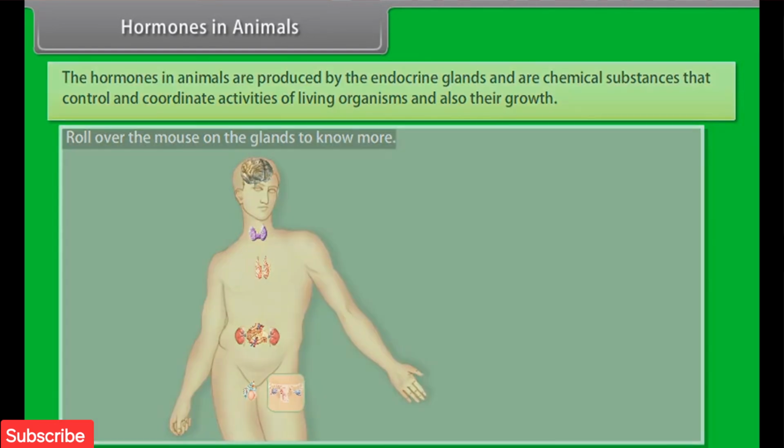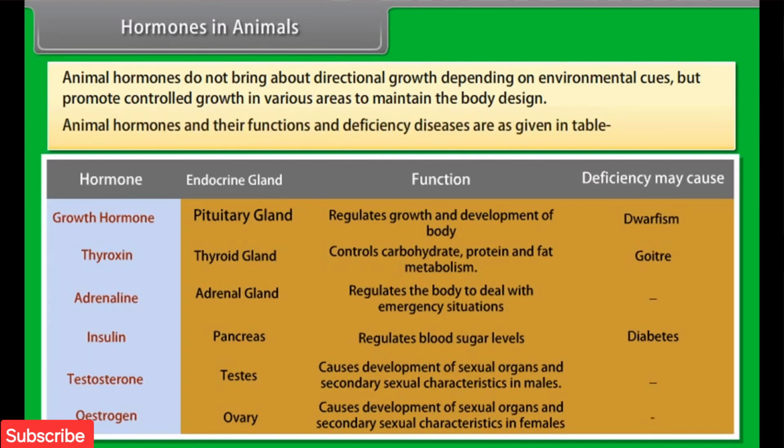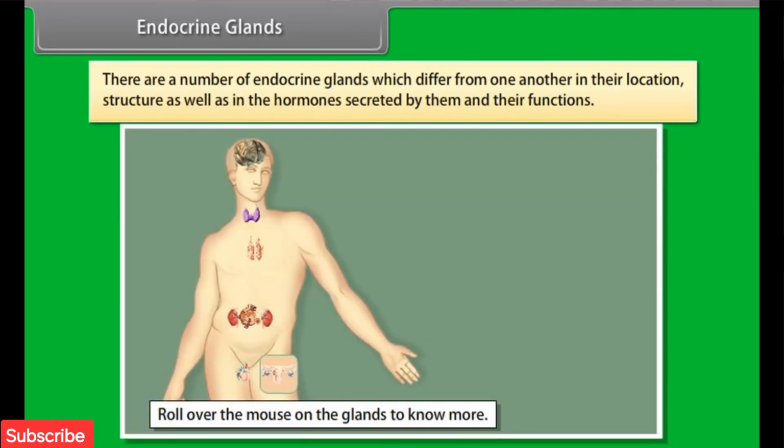Endocrine glands. There are a number of endocrine glands which differ from one another in their location, structure, as well as in the hormones secreted by them and their functions. Endocrine system is formed of a number of endocrine glands and controls and coordinates the body functions through their specific chemical secretions called hormones.